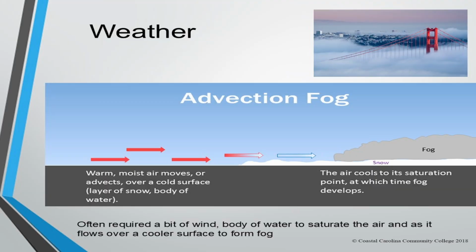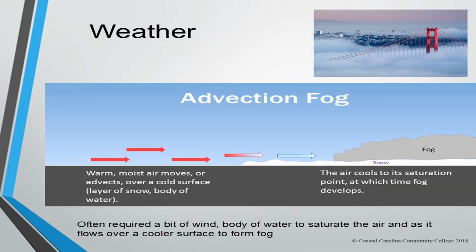Warm, moist air moves, or advects, over a cold surface, picking up moisture. As the air cools, you may go over land or something that is cooler. It reaches the saturation point and fog develops. So you do need a bit of wind to carry the wet, moist air, typically over a body of water, to saturate the air. And then as it flows over the cooler surface, it forms advection fog.